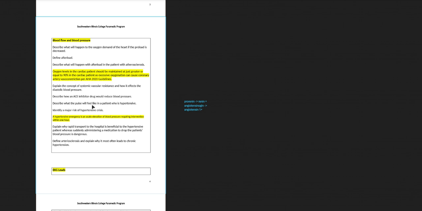Describe what the pulse will feel like in a patient who is hypertensive. This is just going to be a strong pulse. Might be bounding, I guess.